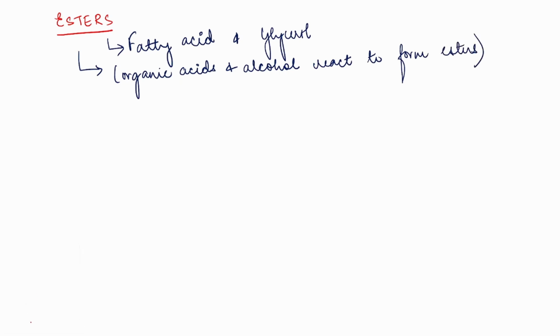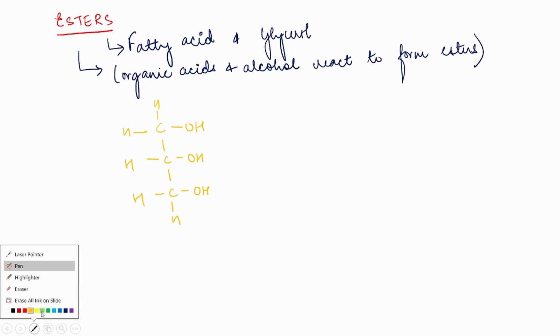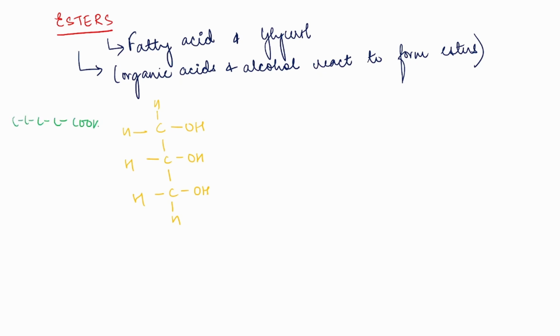Now let me draw glycerol here. As you all know, glycerol contains 3 carbons with 3 hydroxyl groups attached, one to each carbon. So this is the structure of glycerol. Now let me draw a fatty acid here. Say R-COOH. This fatty acid is reacting with this glycerol.